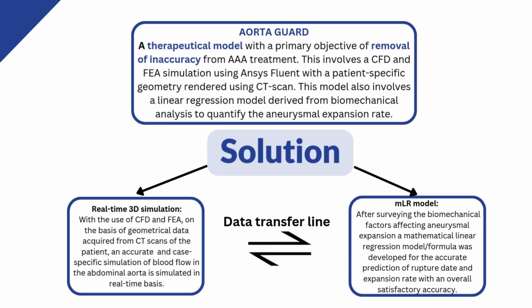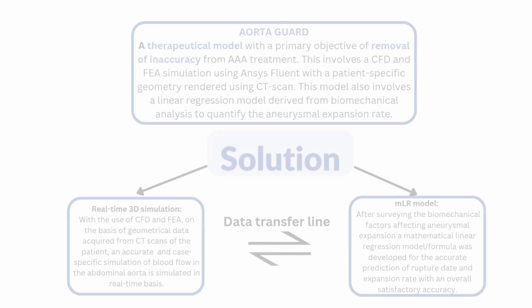Then the other part is a mathematical multiple linear regression model, which is derived after surveying biomechanical factors affecting aneurysmal expansion. And using this MLR model, we are able to quantify the rate of expansion of the abdominal aortic aneurysms, and thus give a prediction about the rupture date of the abdominal aortic aneurysm.